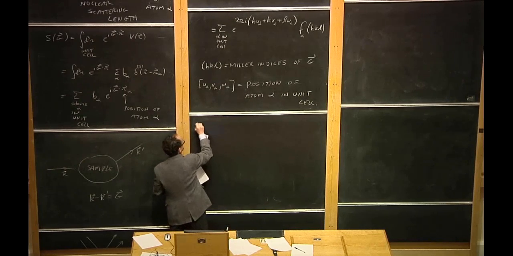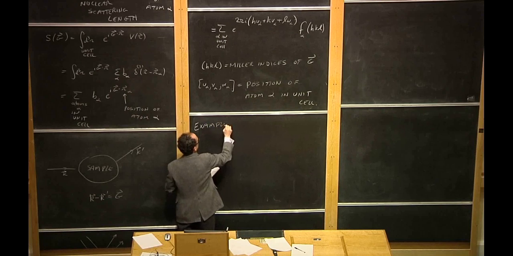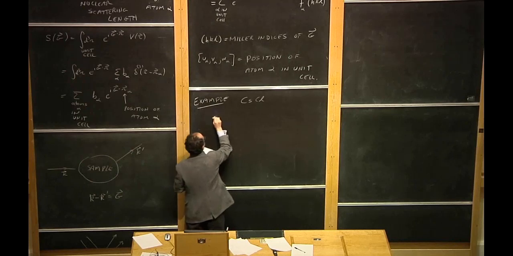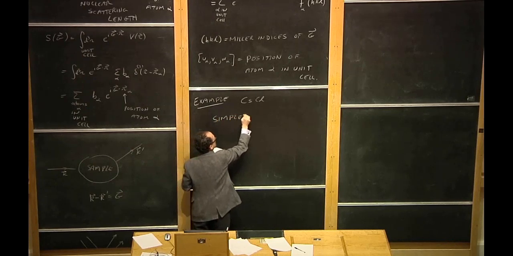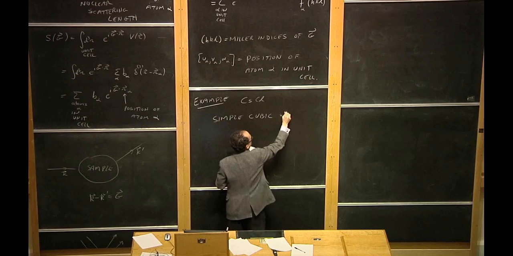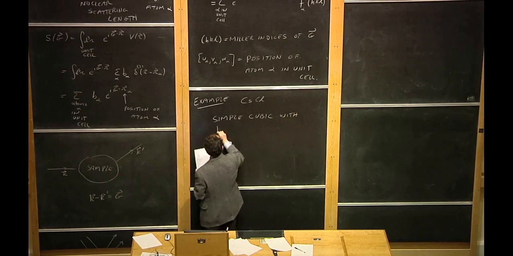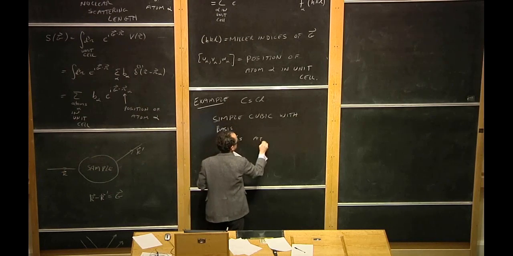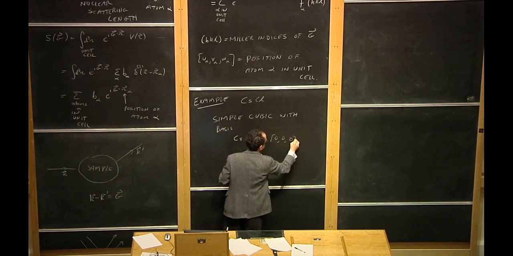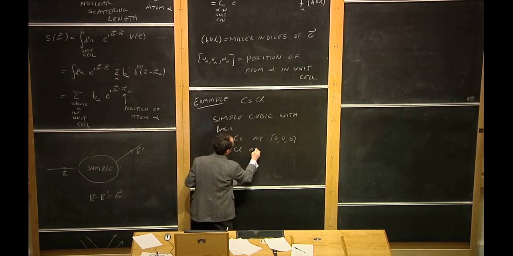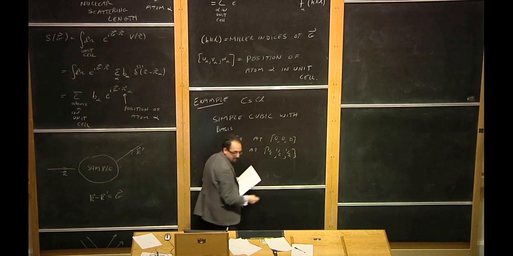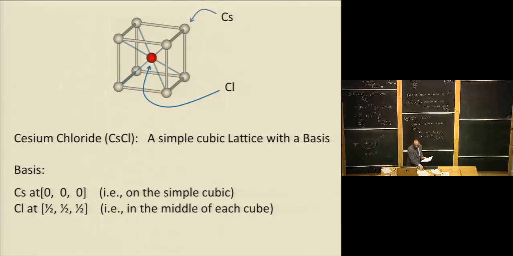All right, let's actually do an example to make some of this more clear. A material we talked about before, cesium chloride. You remember cesium chloride is simple cubic with basis, and the basis has a cesium at 0, 0, 0, and a chlorine at 1/2, 1/2, 1/2. And actually, I think I may have a picture of that. Yeah, I hope this looks familiar. We spent some time discussing it.